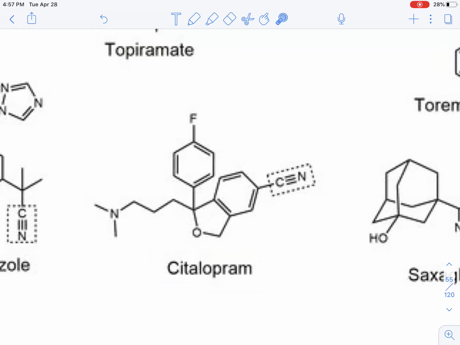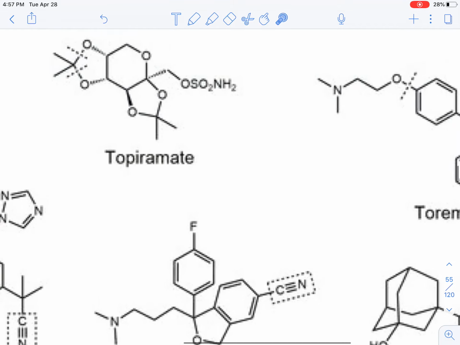Anyways, that's off topic. So this piece that I circled is going to be the ether in citalopram. Notice that citalopram also has a cyanide and a fluoro group, and here we have a tertiary amine. And so we have a whole bunch of functional groups in this organic compound. But the main idea is that citalopram contains an ether, right? And so hopefully you guys are getting used to recognizing ethers in organic compounds.